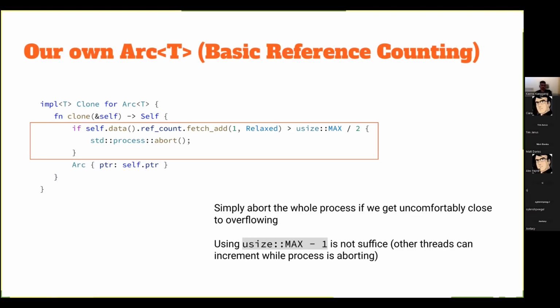Note here, we don't use usize::MAX minus 1, because whenever we are aborting the process, it can still take some time. And meanwhile, someone can still call clone and increment the count, right? If that overflows, then the count becomes 0 again, and we don't want that to happen. So that's why we have usize::MAX divided by 2, on the safer side. And that's the step we take to avoid the overflow in our example.